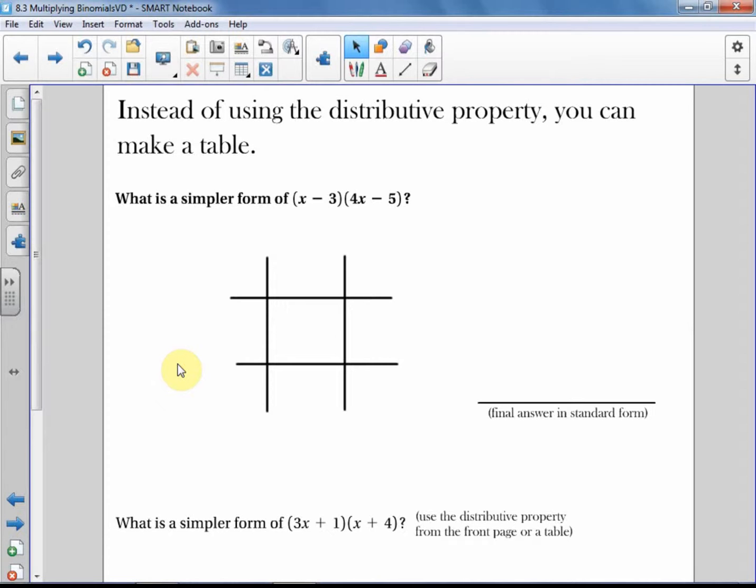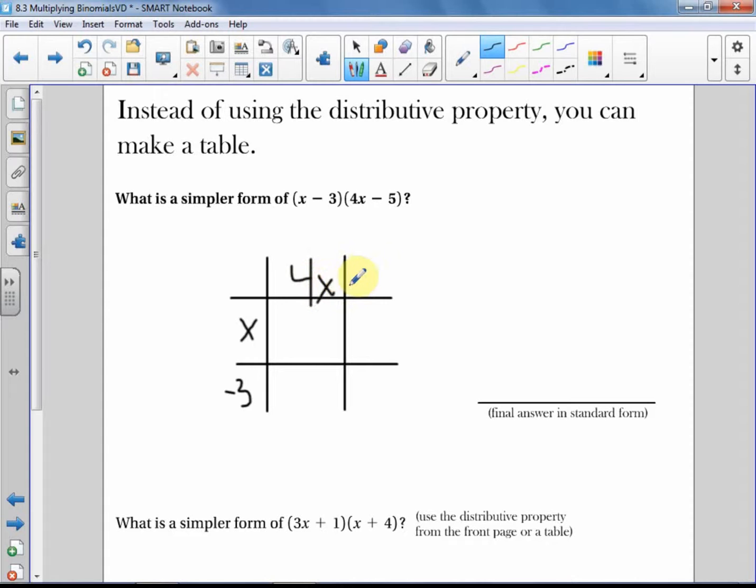So instead of using the distributive property, you can also make a table. So once again, we're finding a simpler form of two binomials multiplied together. So I'm going to write them on top of my table. So first I have x minus 3. I'm going to write my x and minus 3 here. And then my 4x and minus 5 up here. It does not matter. You could have put 4x minus 5 down here and x minus 3 up here, as long as your binomial is with its partner in the same either vertical or horizontal sections of the chart.